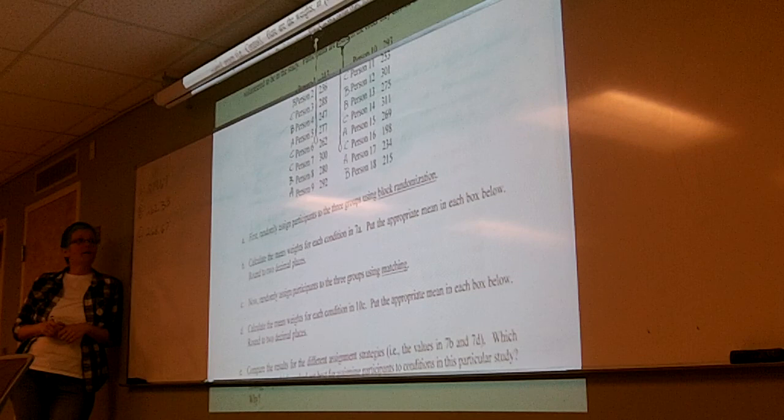All right. So, look at these groups. These groups are 6 pounds apart. This one is 10 pounds over this.